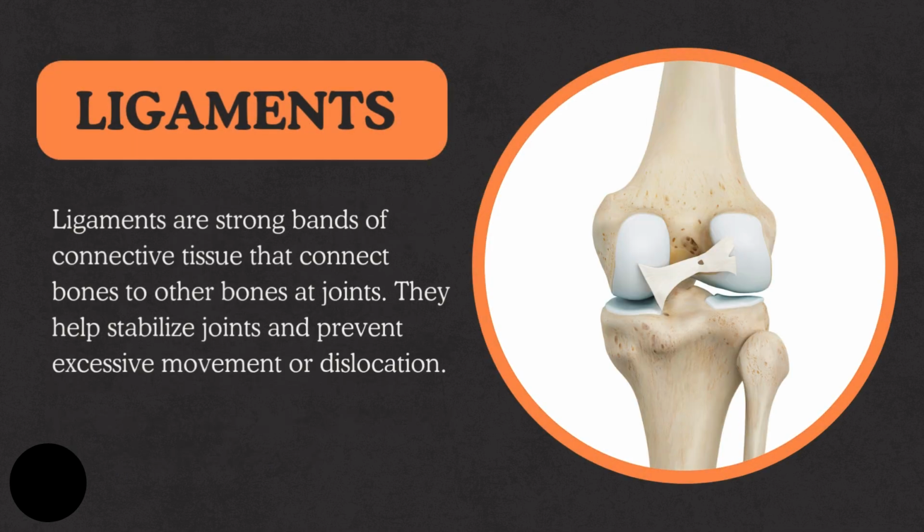Ligaments, so they're the strong bands of tissue. They're connective tissue, and they connect the bones to other bones at the joints. They really help stabilize the joints and prevent excessive movement or dislocation. In some areas, people that have hypermobility, their ligaments are less rigid. They are much more flexible, and in some cases there aren't any ligaments at all. If a ligament does get broken, it's extremely painful.